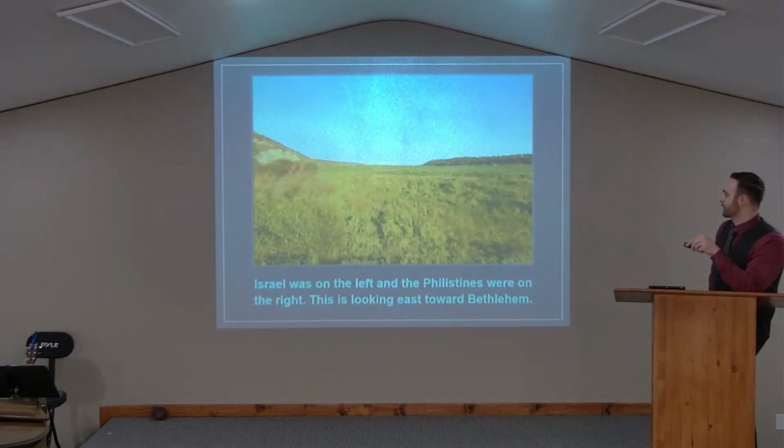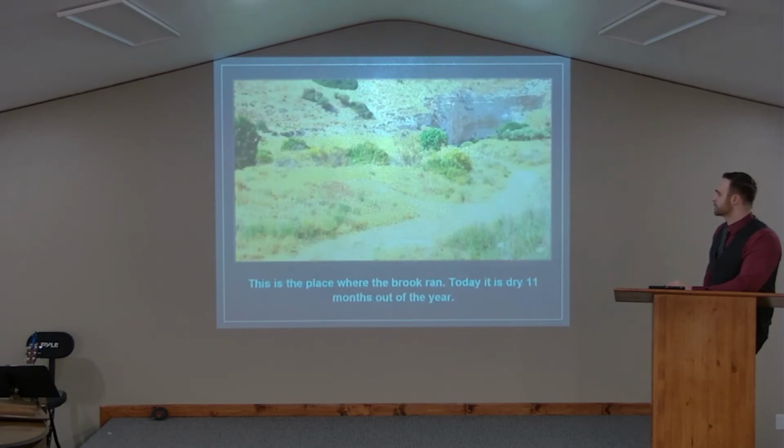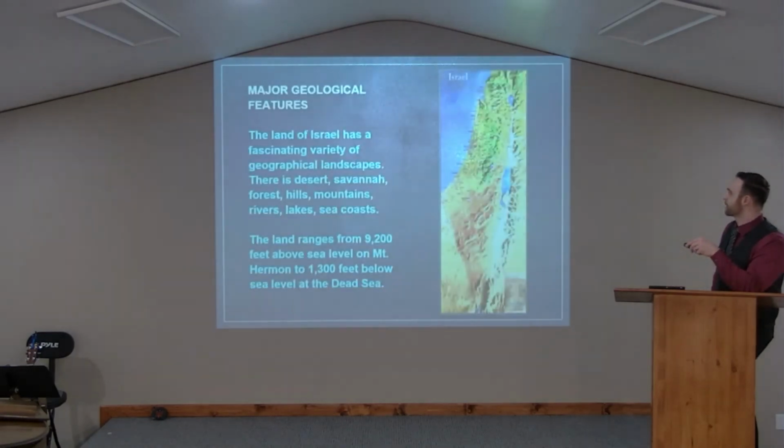Here's the valley right now today. Here's the place where the brook ran, where he selected his stones. Unfortunately, it's dry most of the year now. That's what it looks like. So, Israel is a rocky place. There's all different kinds of land there, different kinds of environments. It goes all the way from 9,200 feet above sea level to 1,300 feet below sea level. It's a very rocky and variegated terrain.